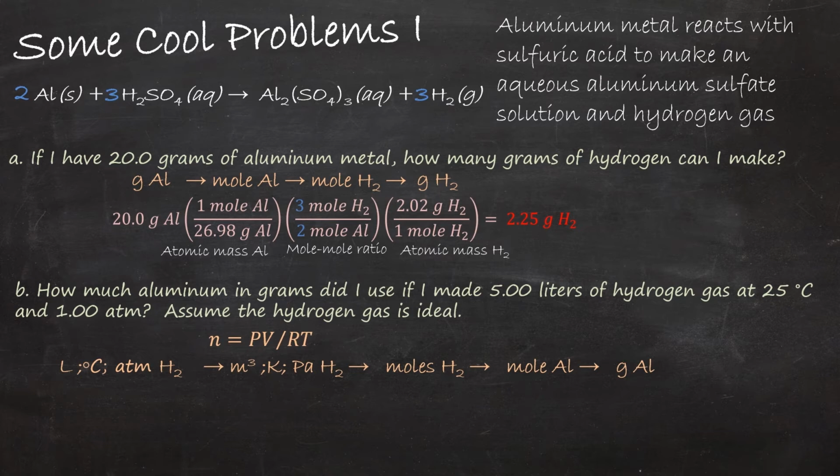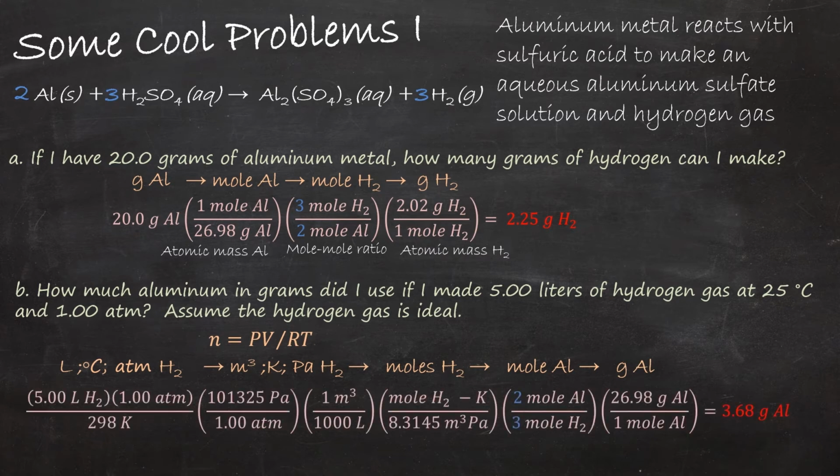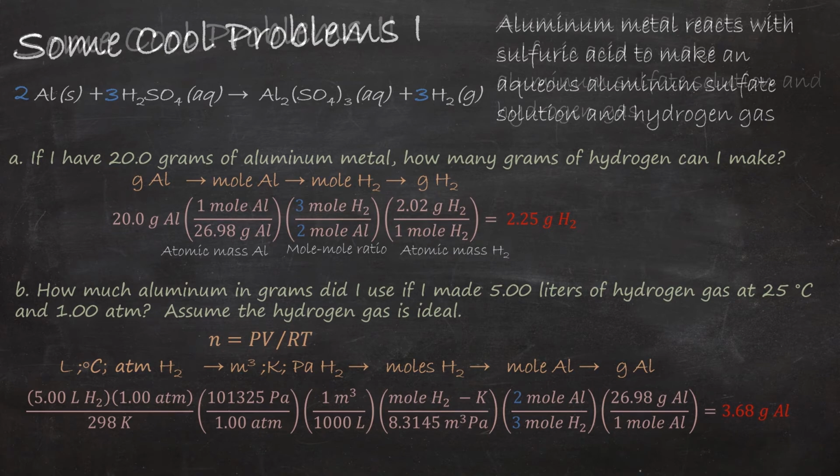Once we know the moles of hydrogen, we use the mole-mole ratio to find moles of aluminum, and realizing we need the answer in grams, we finally use the atomic mass of aluminum to get to grams of aluminum. Putting everything into the computation line, following our map, we get 3.68 grams of aluminum.